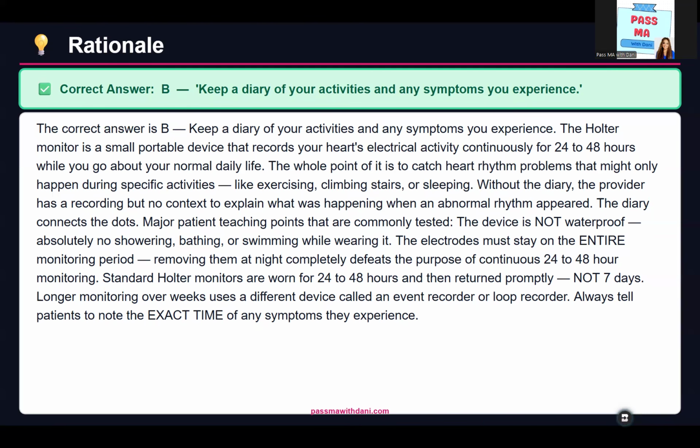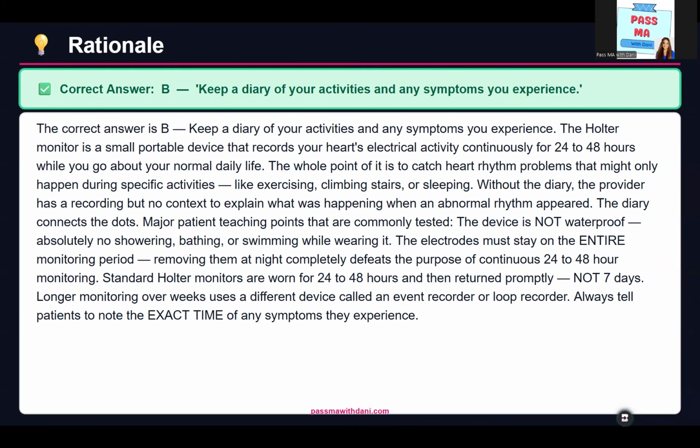Without the diary, the provider might be like, okay, why is the patient's heart rate elevated like this in the middle of the night when they're sleeping? Well, if the provider looks at the diary and sees, oh, the patient goes to a 24-hour gym and was doing some vigorous cardio for that 20 minutes, then the math is going to math. It's going to make sense.